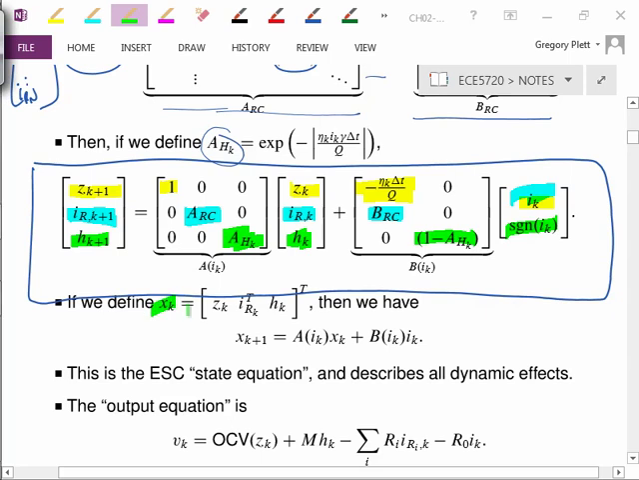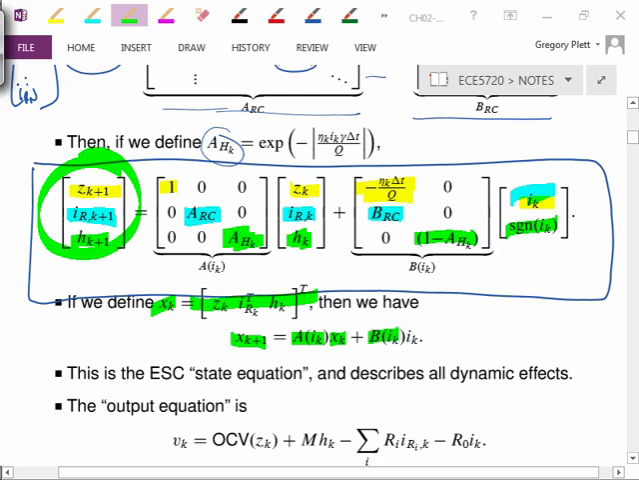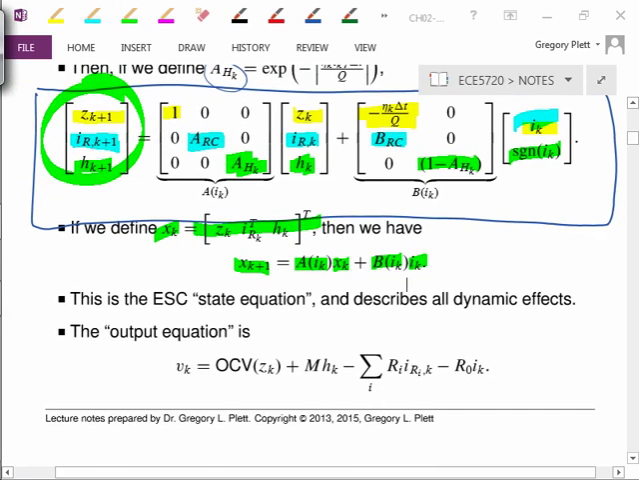So x_k we define to be the state. This whole thing we call x_k, and I can say that the new state is a time-varying A matrix times the previous state plus a time-varying B matrix times the input current. This is the enhanced self-correcting model state equations. It describes all dynamic effects, things that occur over time as opposed to instantly. The effects unwrap over time.